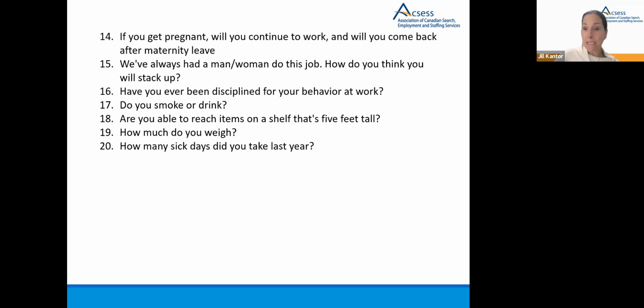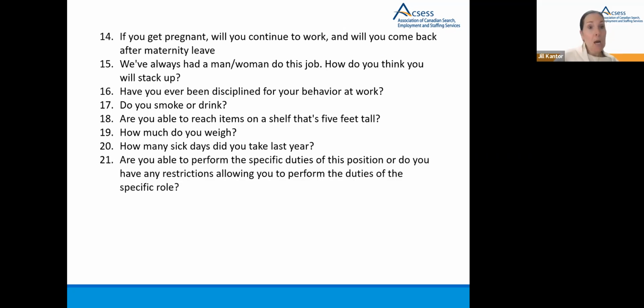How many sick days did you take last year? Yes or no? Okay, lots of no's. How many days of work did you miss last year? is a better way of asking it. Are you able to perform the specific duties of this position, or do you have any restrictions preventing you from performing the duties of the specific role?